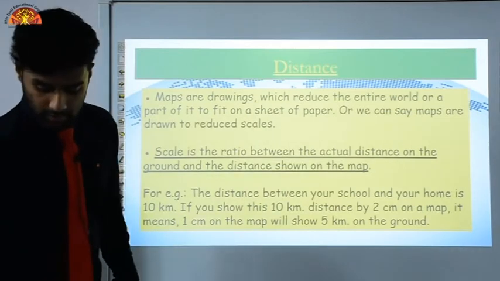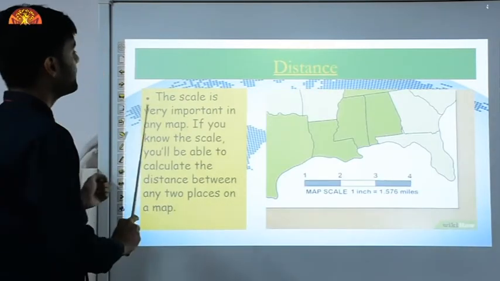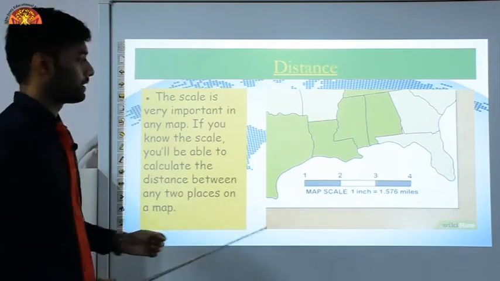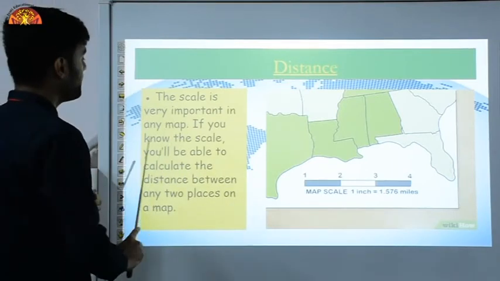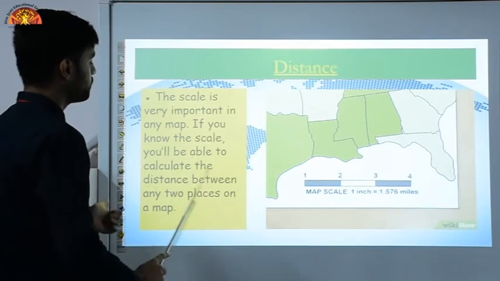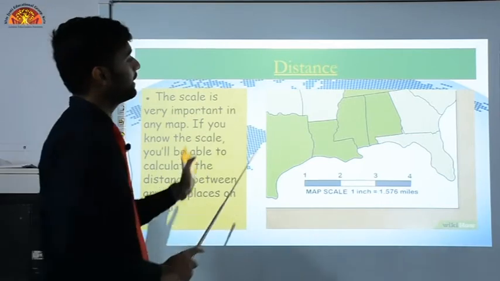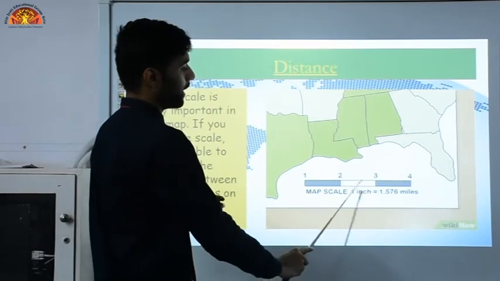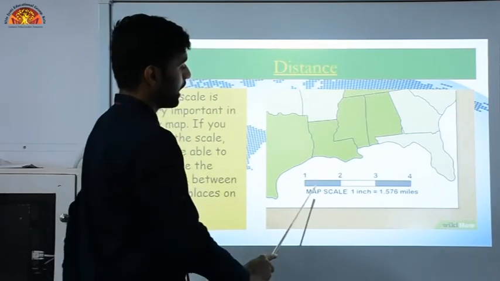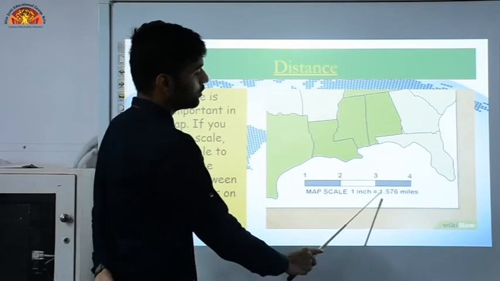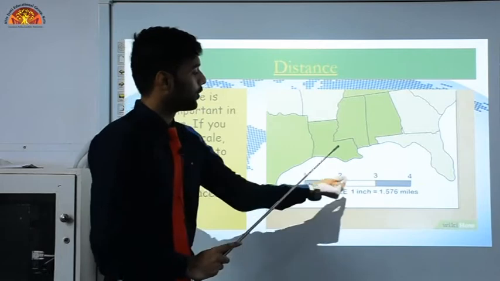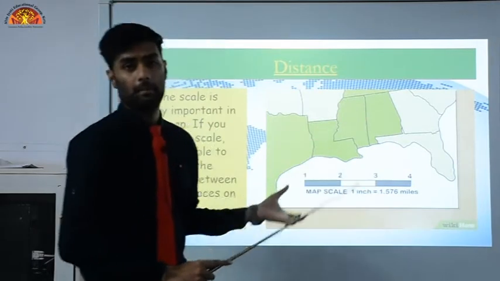See here, the scale is very important in any map. If you have a map, there will be a scale on it at the bottom. If you know the scale, you will be able to calculate the distance between any two places on the map. Take any map, for example. This here is a symbol of scale, black, white and black stripes. Now here it is written that 1 inch is equal to 1.576 miles. That means 1 inch on this map is equal to 1.576 miles.